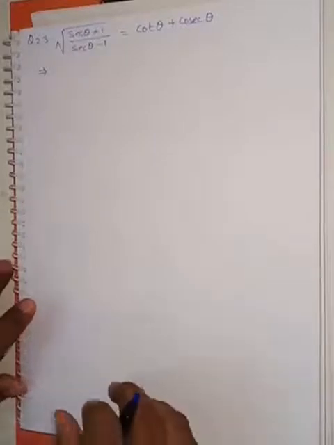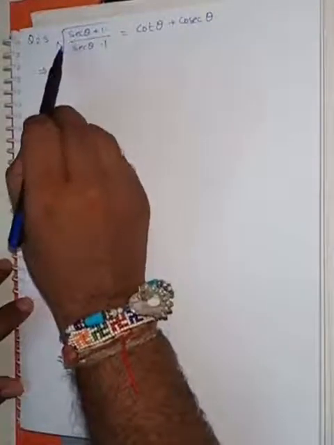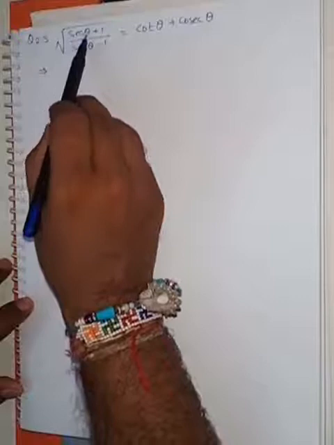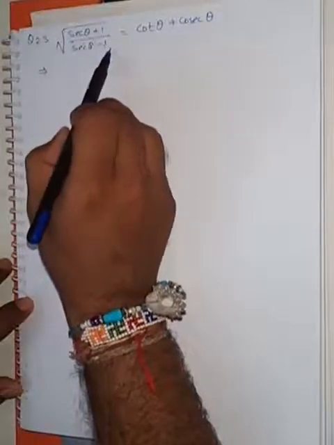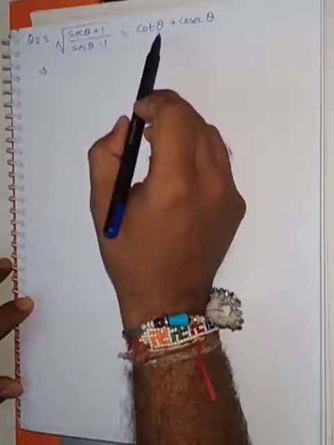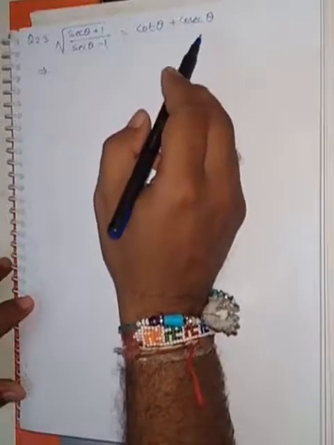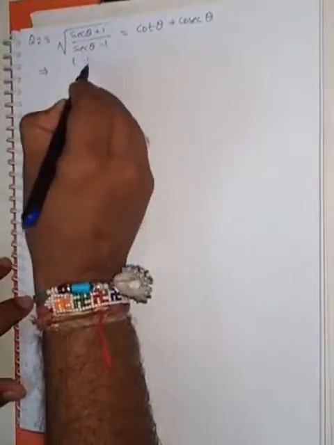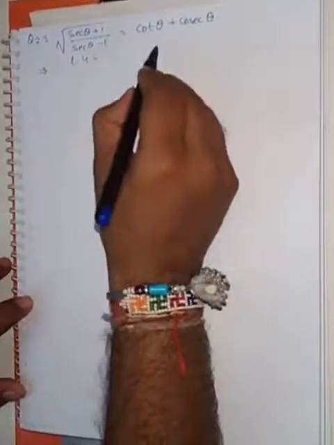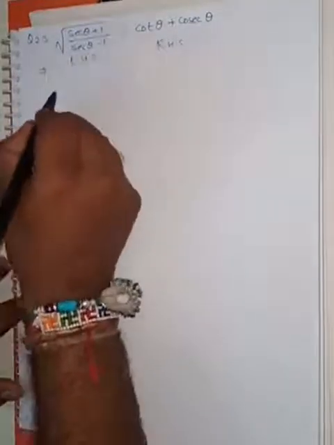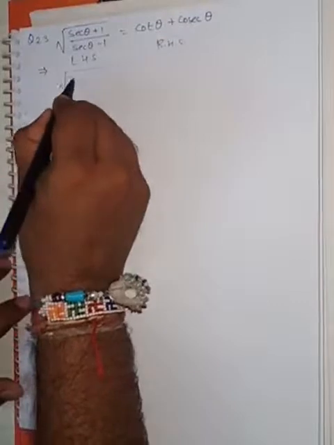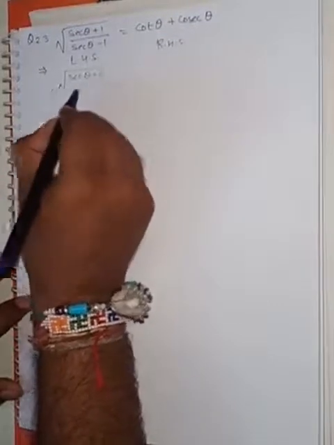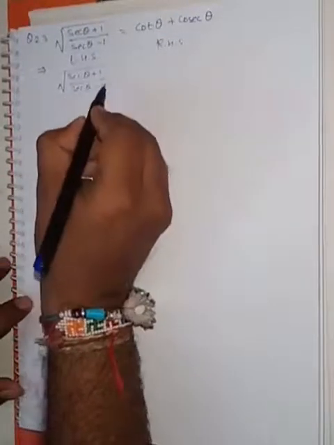Students, we are going to solve question number 23, that is the square root of (sec theta plus 1) divided by (sec theta minus 1) needs to be proved equal to cot theta plus cosec theta. The same process we will do here also. We start from our left hand side, which is sec theta plus 1 divided by sec theta minus 1.